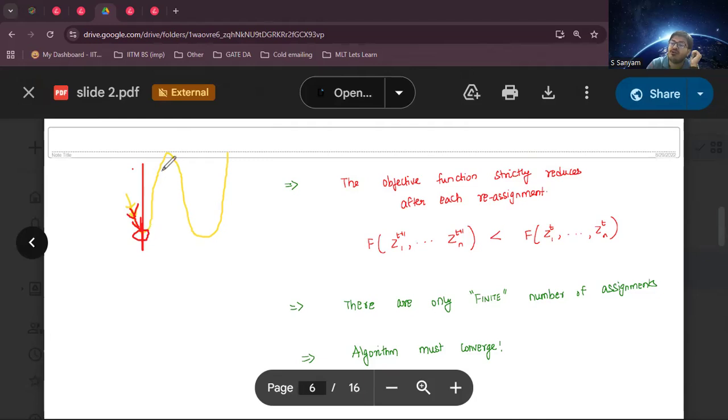But after that, it will not be able to go up. You can assume our function like this. It will not be able to go up, because every iterative step is sure that it is going down, and the next iterative step can't assure that it will go up. This is the drawback of the k-means clustering Lloyd's algorithm. It gives the local minima.